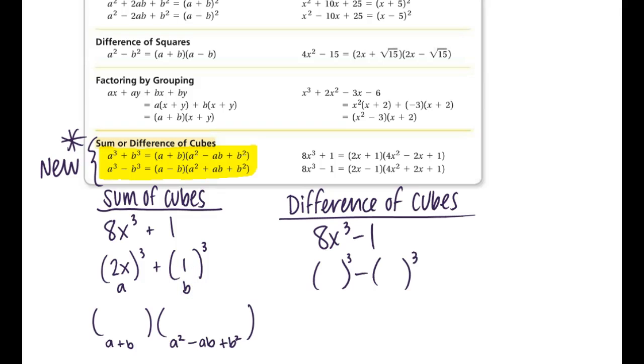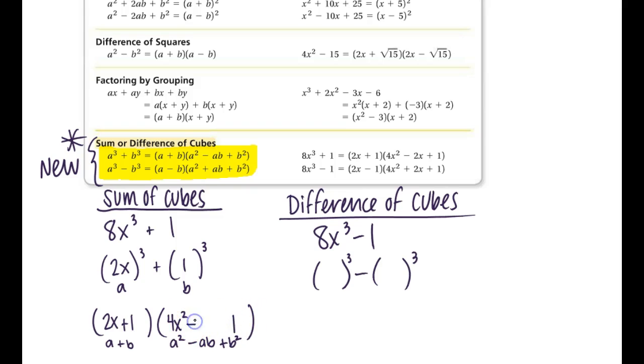So to put this in factored form, I'm going to take my a, which is 2x, and my b, which is 1. So I have a plus b, or 2x plus 1, in the first set of parentheses. And then the second set of parentheses, I have a squared. Well, a squared, or 2x quantity squared, is 4x squared. In my last space, I'm going to take my b and square it. Well, 1 squared is just 1.